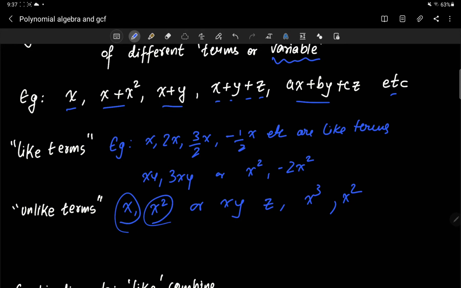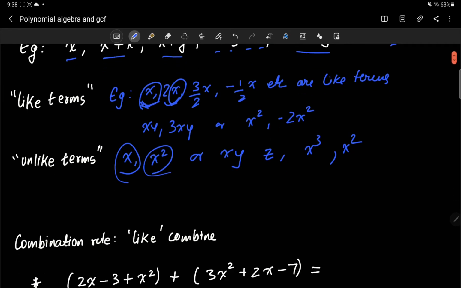X and x squared are not the same thing. X and 2x are not the same thing for sure, but they are similar in the sense that they are both characterized by x terms. Yeah, it just says there's one x and this says there are two x's.